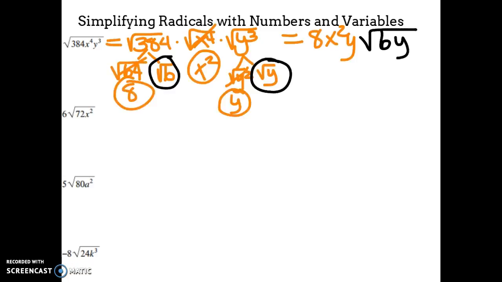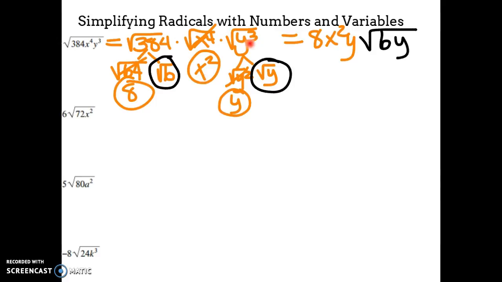Okay, you should have answered 8 x squared y times the square root of 6y. How did we get that? 64 is the perfect square that goes into 384. Square root of 64 is 8. You keep your square root of 6. That doesn't break down. X to the 4th power simplifies to x squared because 2 sets of x squareds are there.